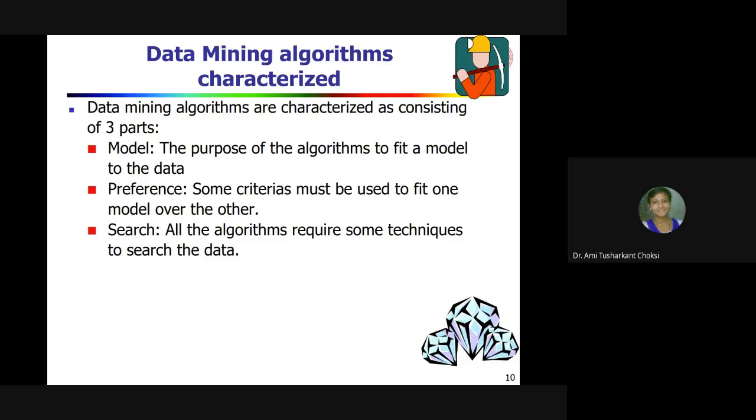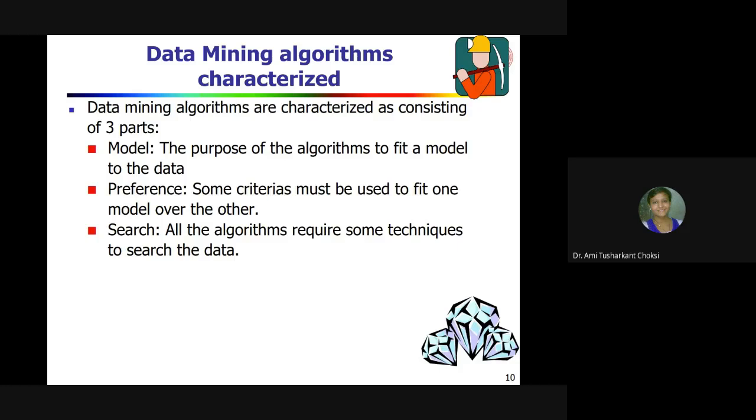Second one is preference. Some criteria must be used to fit one model over the other. I believe if I have, say, 10 lakhs per month salary, then I can say I am okay, fine. I consider if I have, say, one BMW, then okay, I can say fine, I am successful, right? Your model is successful or not, for that you have some criteria. See, nobody has 100% in their life, but they have some criteria which they want to achieve and they can ignore other things. Right? So that's what we are considering as the preference of that model.